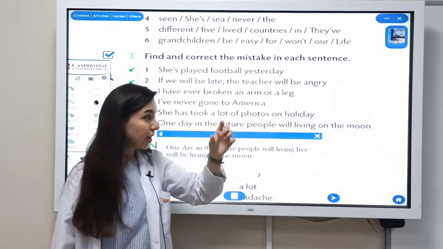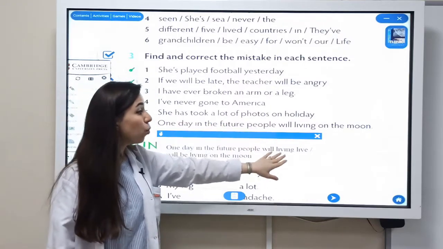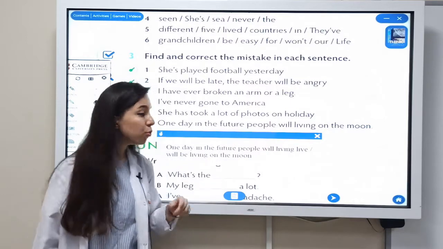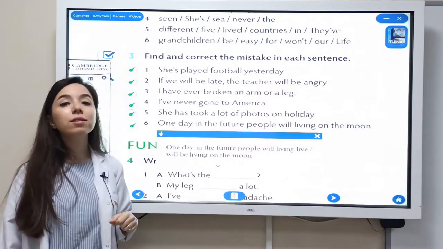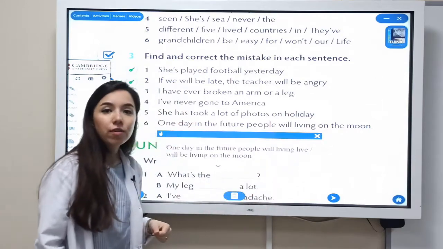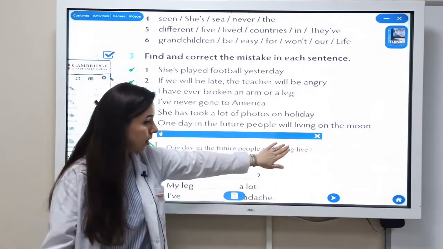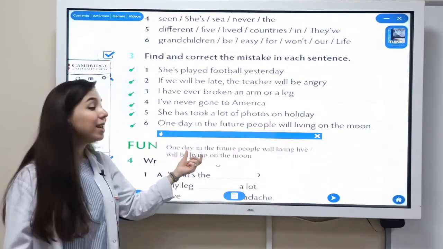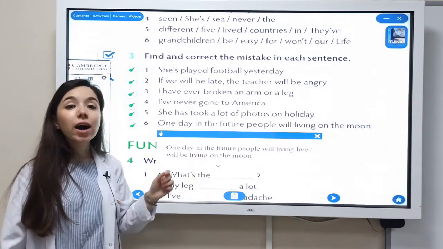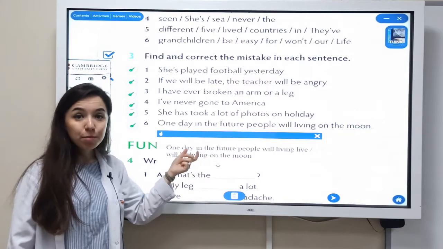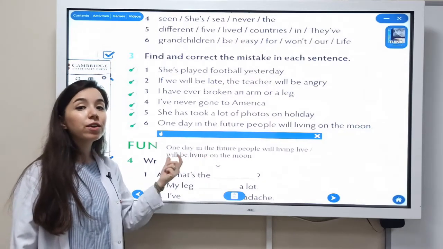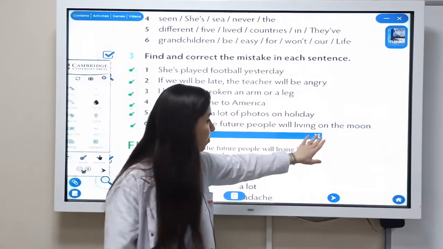Yes, verb plus ing. But if not, just will live. Means will living is not true here. Will live on the moon or will be living on the moon. So will plus just simple form of the verb means will live or will be living on the moon. It means that when we want to put ing at the end of our verb, means live here, we need to write to be verb in the middle of the will and our verb with ing.